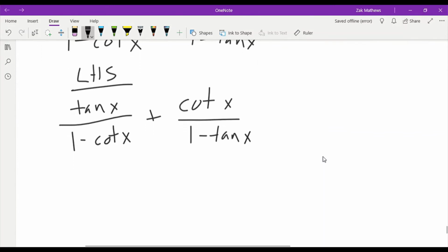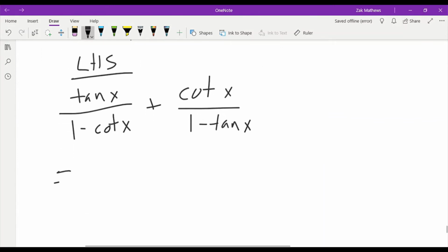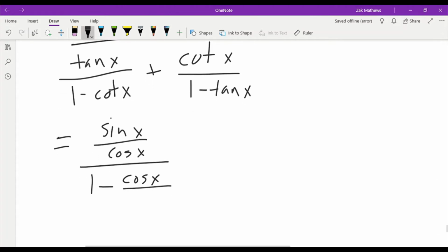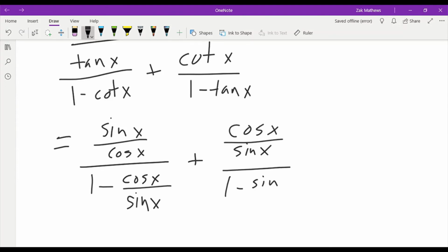So let's start. We'll change them to sines and cosines, because if we're not completely convinced that we need a common denominator, changing things to sine and cosine is not a bad start. So I know that tangent is sine over cosine. I know that cotangent is cosine over sine. And the same thing over here, cosine over sine, 1 minus sine over cosine. And we have our x's on all of those. We used, of course, our quotient identities.